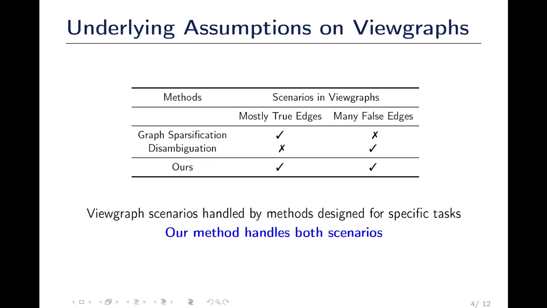Although both tasks require removal of edges, the underlying assumptions on view graphs are very much opposed. In case of graph sparsification, most of the edges are true, so a removal of a small number of edges still maintains the accuracy of the reconstruction. While in case of disambiguation, there are many false edges present, and they need to be removed to obtain a proper reconstruction. Our method is designed to handle both the tasks.